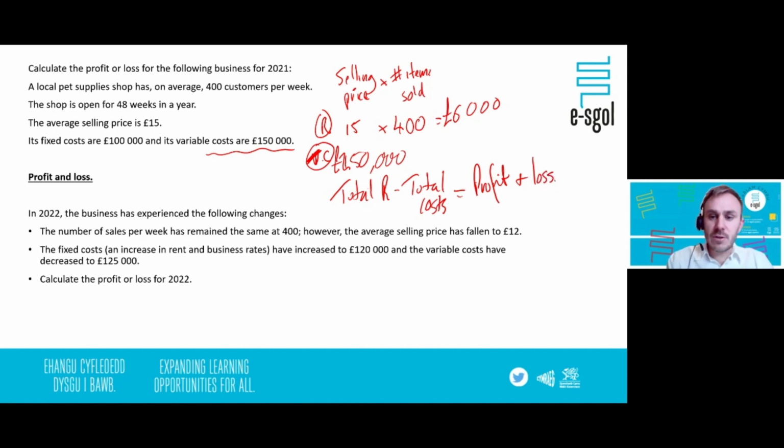So then if we looked at it for the second year, we may see something different. So again, the average selling price has fallen this time to £12 for whatever reason, but we've remained the same at selling the same amount of goods. So can you work out your profit and loss for 2022 based on that information? Again, pause the slides now, okay, and then we can move on through the rest of the presentation.